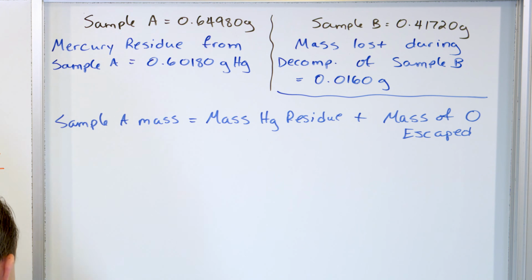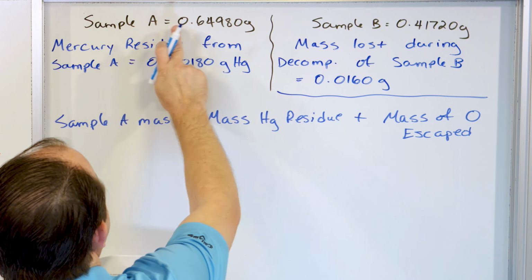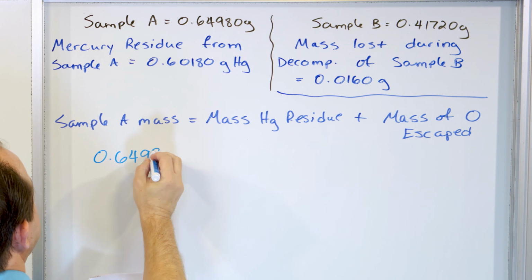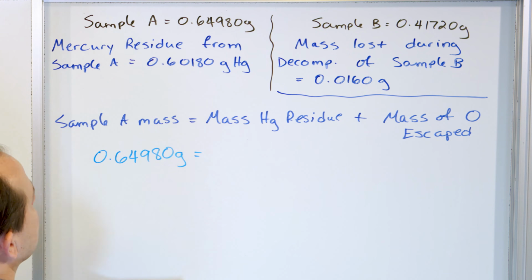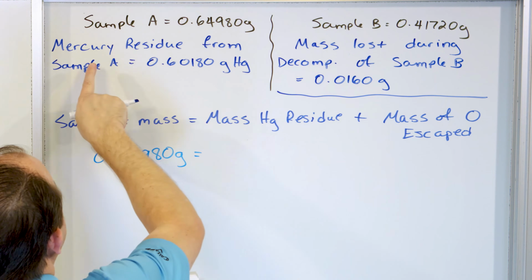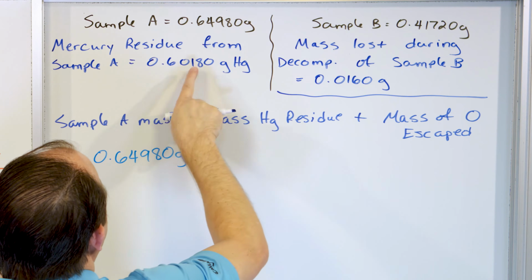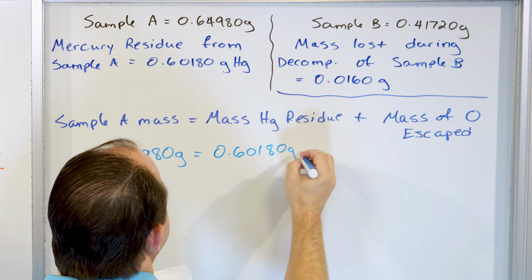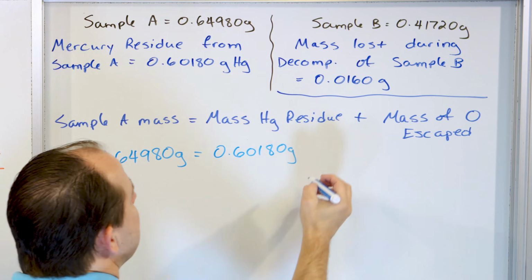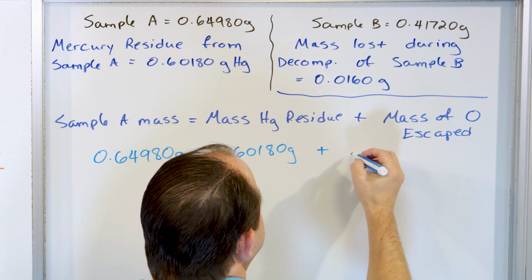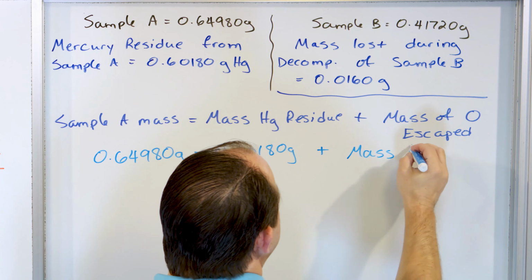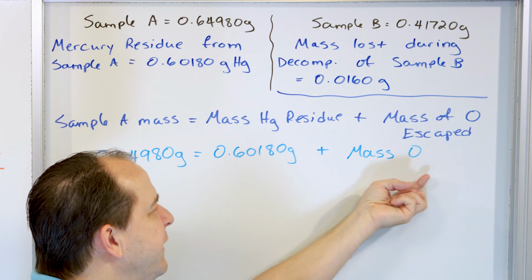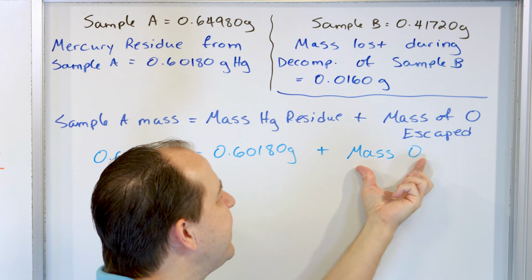Now, what is the mass of sample A? It's telling us right here, this mass is 0.64980 grams. What is the mass of the mercury residue? It says right here, mercury residue from sample A is 0.60180 grams. What is the mass of the oxygen that escaped? I'll put mass of oxygen. That's what we don't know. And this equation, the law of conservation of mass, allows us to figure out what the mass of the oxygen is.